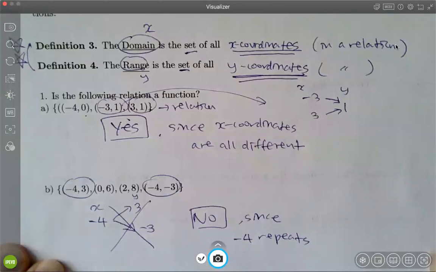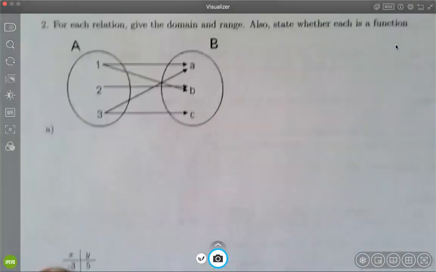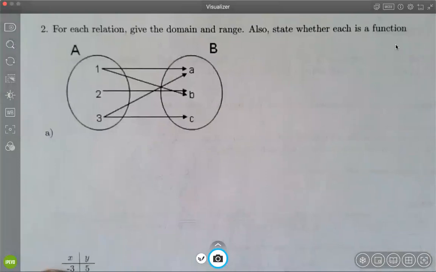Okay, so now, number 2. For each relation, find the domain and the range, and also state whether each is a function or not. Now remember, relation is the set of ordered pairs. But in part A, we have a picture. So did I tell you a lie that relation is the set of ordered pairs? I hope not, because otherwise I'll be in trouble for spreading false news.